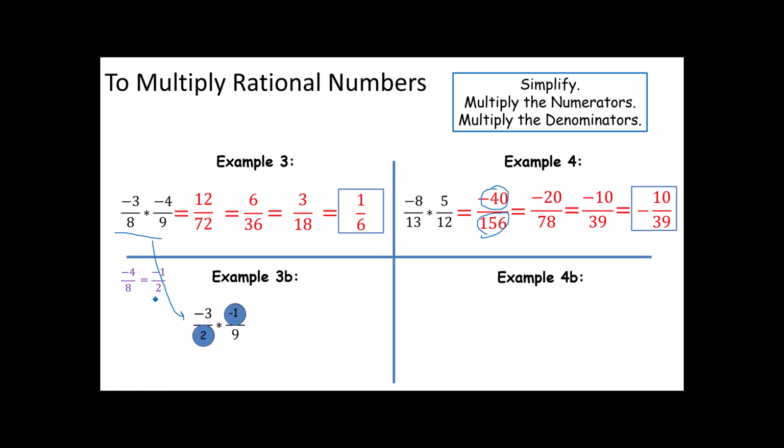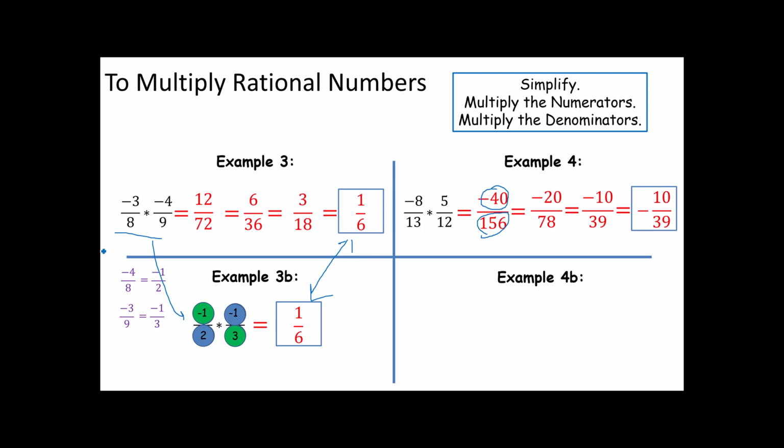I can actually replace negative 4 and negative 8 with negative 1 and 2. Notice I have much smaller numbers to work with now. I'm going to do the same thing with this negative 3 and 9. I notice that negative 3/9 is the same as negative 1/3. So I'm going to replace this negative 3 and this 9 with a negative 1 and a 3. And when I do that, now I can multiply the numerators together and the denominators together. Negative 1 times negative 1 is 1. 2 times 3 is 6. Notice I get the exact same answer.